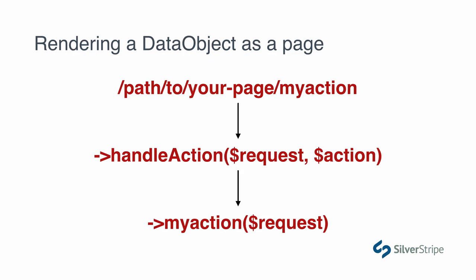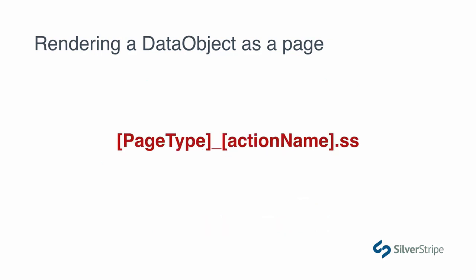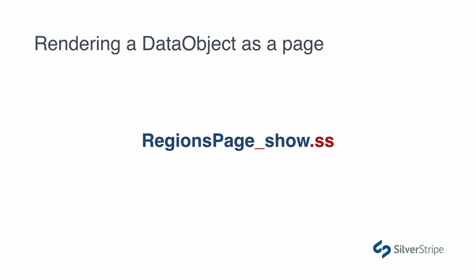that invokes our method is somewhat opinionated, and specifically it automatically selects a template for us unless we declare otherwise. A controller action will try to render a template following the naming convention pagetype underscore action name.ss. So in our case, that gives us regionspage underscore show.ss.